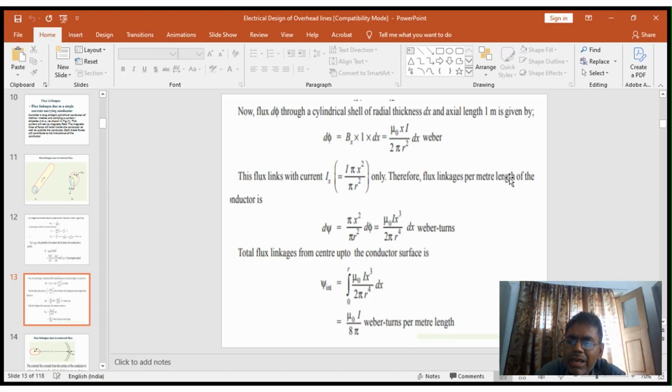For external flux, the current has uniform current density. For that reason, we directly consider it as I. But in the case of internal flux, instead of I, we consider Ix. The value of Ix in terms of I is x square divided by r square into I. Then the total flux linkages in the conductor is the integral from 0 to r of mu 0 I into x cube divided by 2 pi r square into dx. When integrating and substituting the limits, finally you get mu 0 I divided by 8 pi Weber turns per meter length. That is nothing but the flux linkages due to the internal flux.